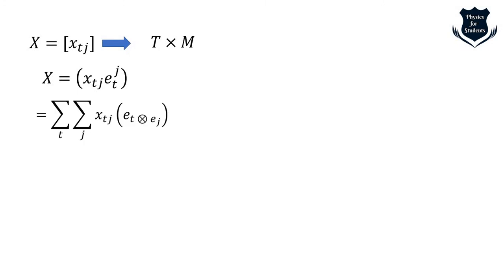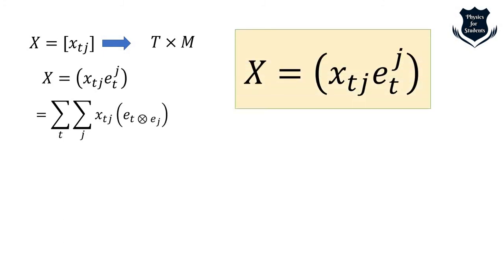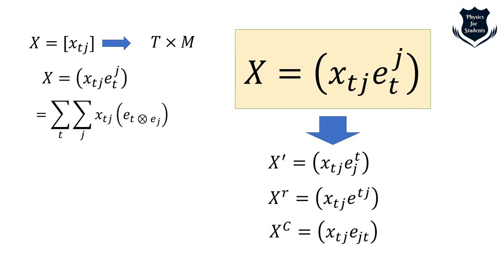So the indecomposability lies in the fact that the elements of x sub tj cannot be written as the products of an element indexed by t and an element indexed by j. This is important. From this, we can deduce the tensor products like this. Just let me quickly explain the notations.